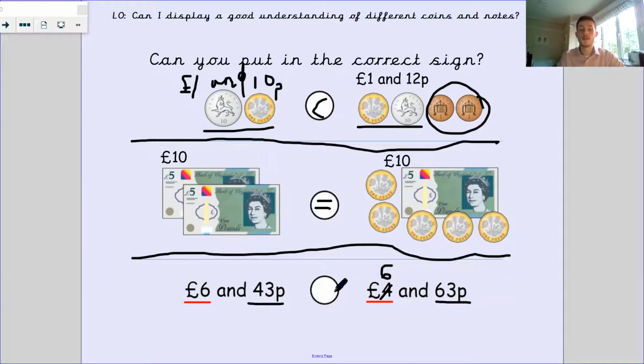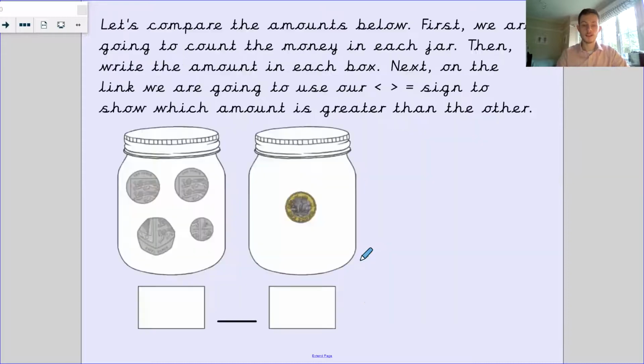And then I'd need to check. But because both of these numbers are not the same amount, I can just check by saying, well, I know that 6 is more than 4, so it must eat this one. Right, let's move on to the next question.